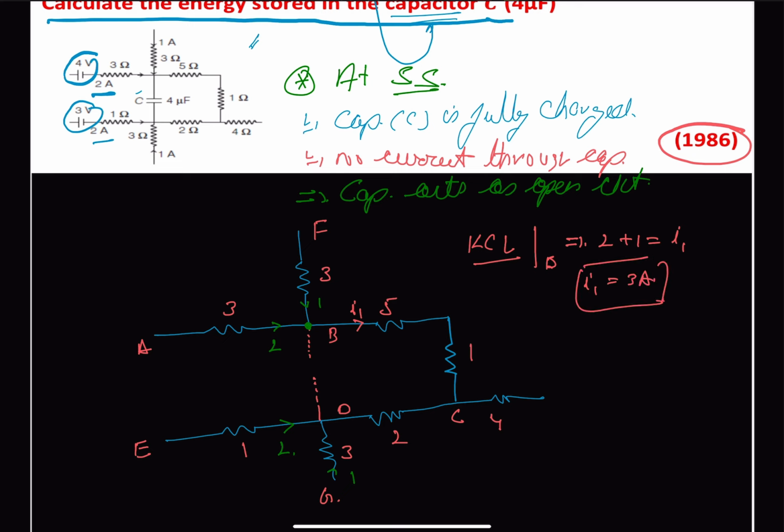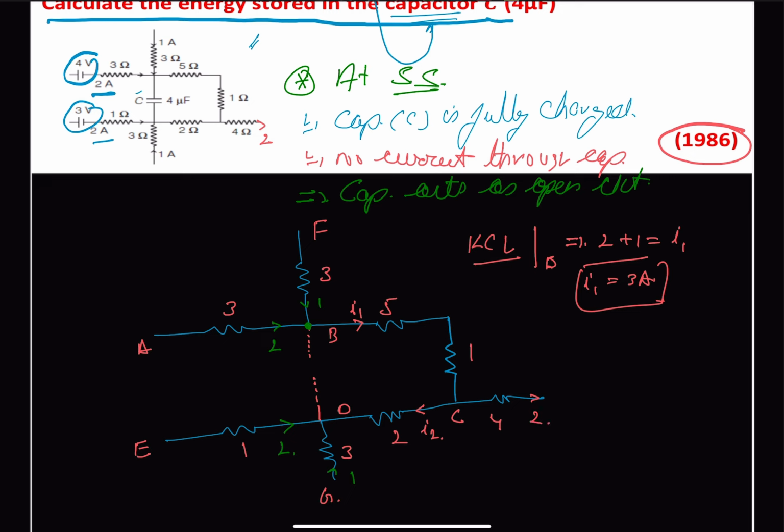And the current that is flowing through here, let us call it I2. Yes, the value of the current that is flowing through here is 2 ampere. It was missing in here. So this is given as 2 ampere.